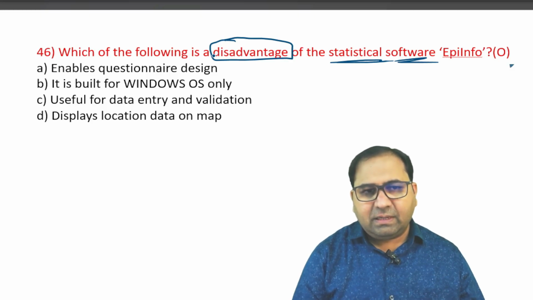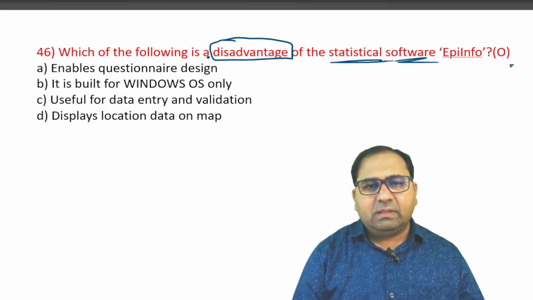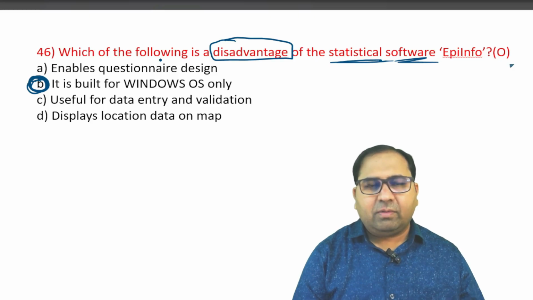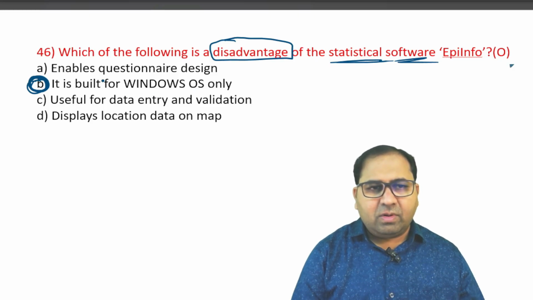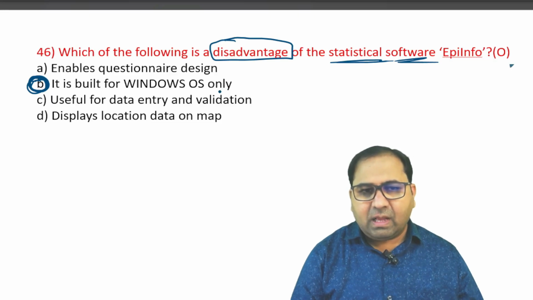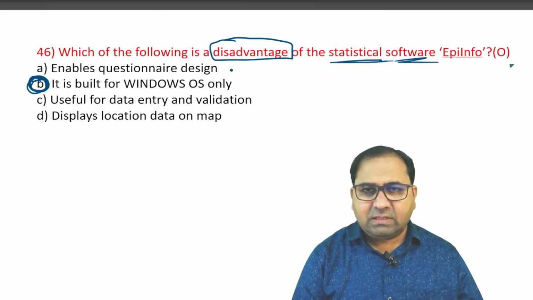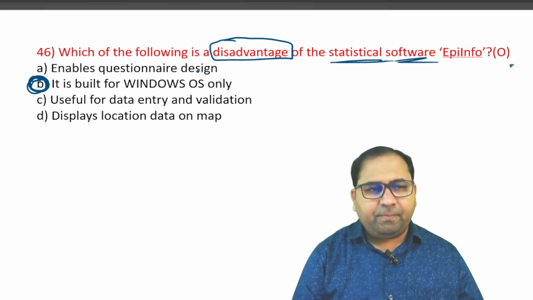The disadvantage is that this software is built only for Windows operating system. iOS doesn't have this software attachment. So it is built only for the Windows operating system is the answer for this question, and it is a disadvantage of this statistical software called as EpiInfo.